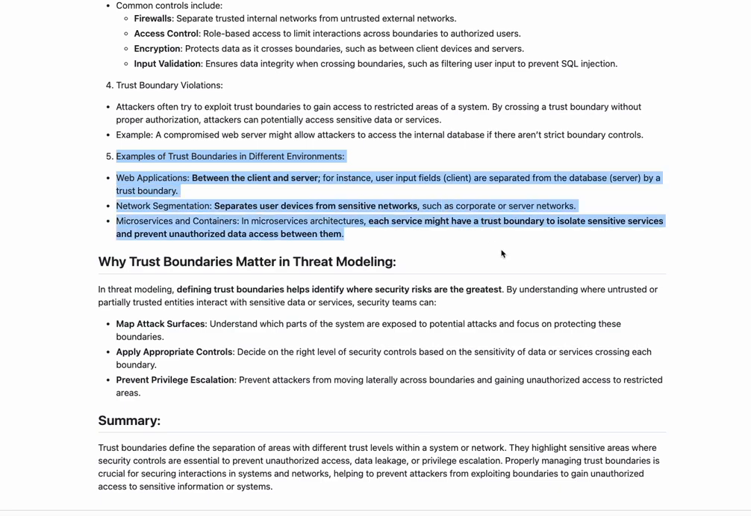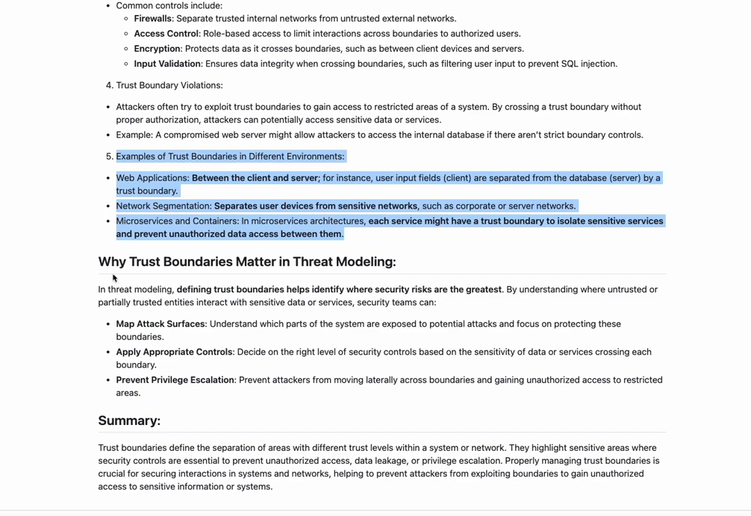Examples of trust boundaries in different environments. Web applications: between the client and server, for instance, user input fields (client) are separated from the database (server) by a trust boundary. Network segmentation separates user devices from sensitive networks, such as corporate or server networks. Microservices and containers: in microservices architectures, each service might have a trust boundary to isolate sensitive services and prevent unauthorized data access between them.